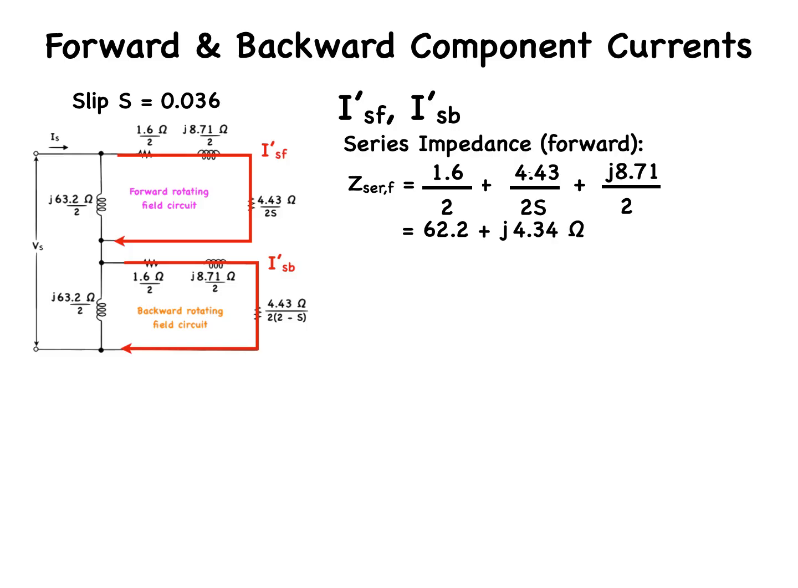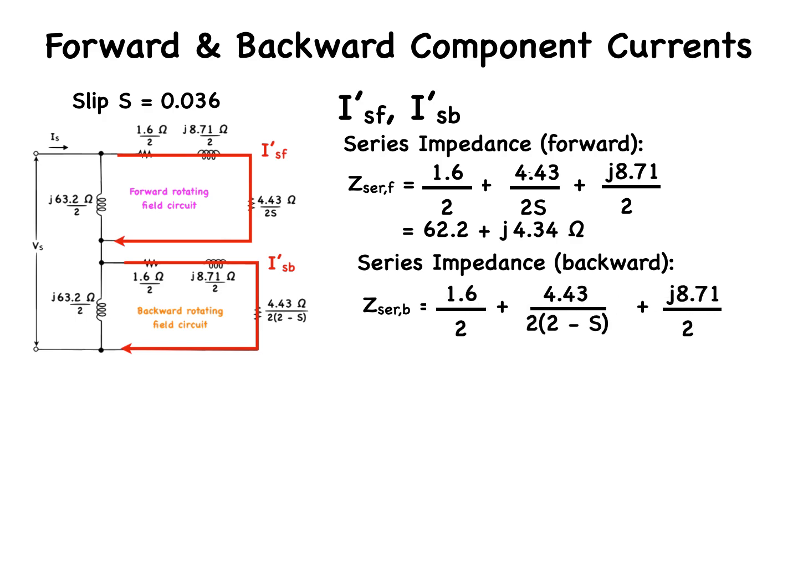4.34 ohms. The backward series impedance, which is made up of the stator resistance plus the rotor resistance reflected to the stator side plus the stator reactance. In actual terms, it is 1.6 divided by 2 plus 4.43 divided by 2 times the quantity 2 minus s plus j8.71 divided by 2, which when calculated gives us 1.93 plus j4.34 ohms.